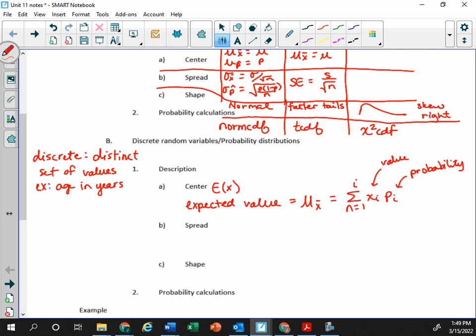All right, we've got sigma squared. Remember, that's our variance. Again, we've got another summation here. N equals 1 to I. Again, if you can't see it, please don't hesitate to ask. So we've got the sum n equals 1 to I of x sub I minus mu quantity squared times p sub I. Again, your calculator will do this for you.